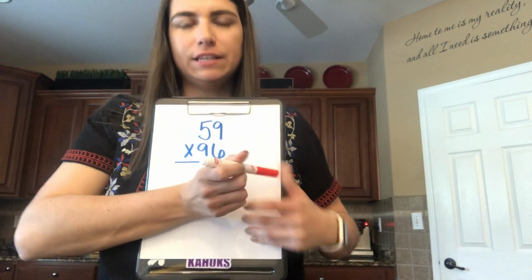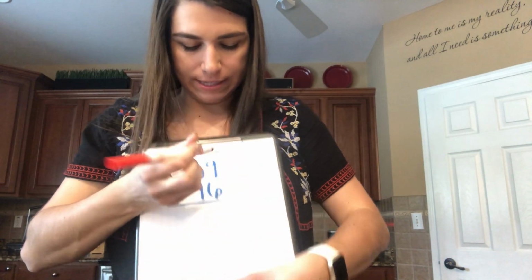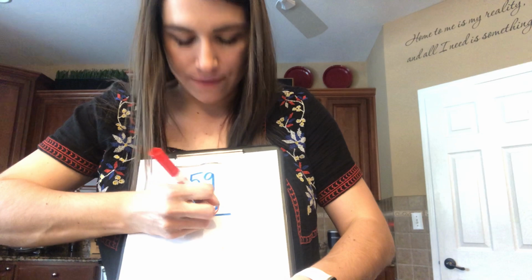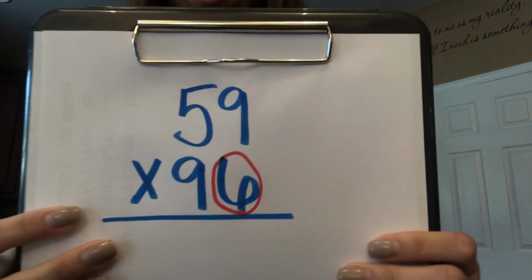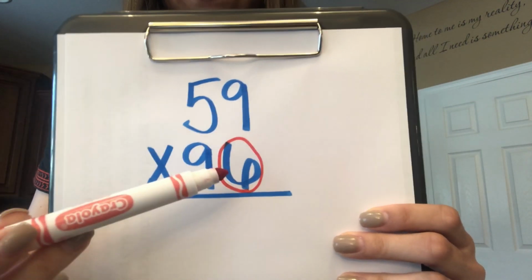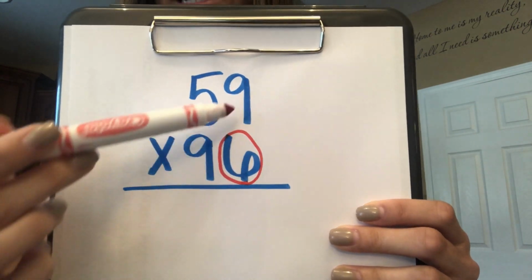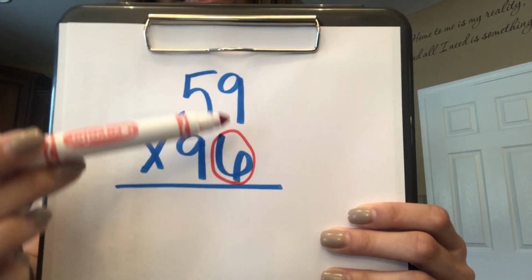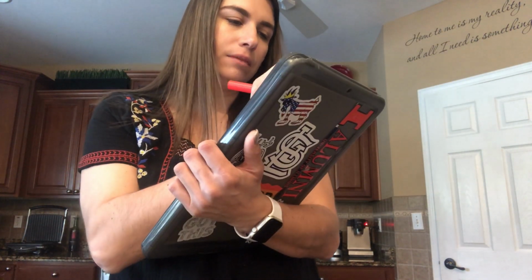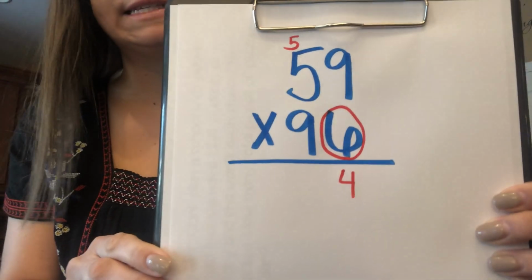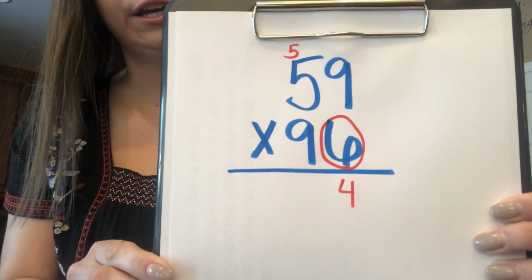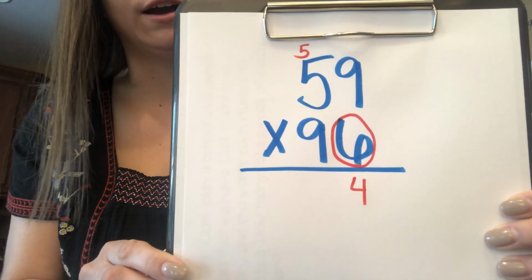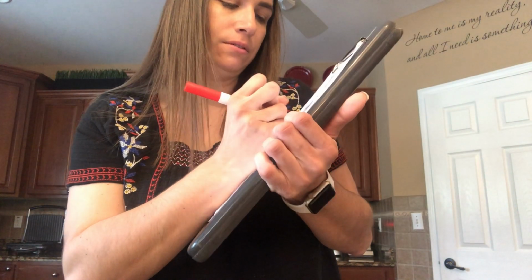All right, so the first thing I'm going to do is circle the 6, because that means that's the first spot that I'm going to multiply with. So the first thing I'm going to do is take 6 times 9 in my 1's place and then 6 times 5 in my 10's place. So 6 times 9 is 54, so I'm going to write my 4, carry my 5, and then 6 times 5 is 30, and 30 plus 5 is 35. So I can write those both down.